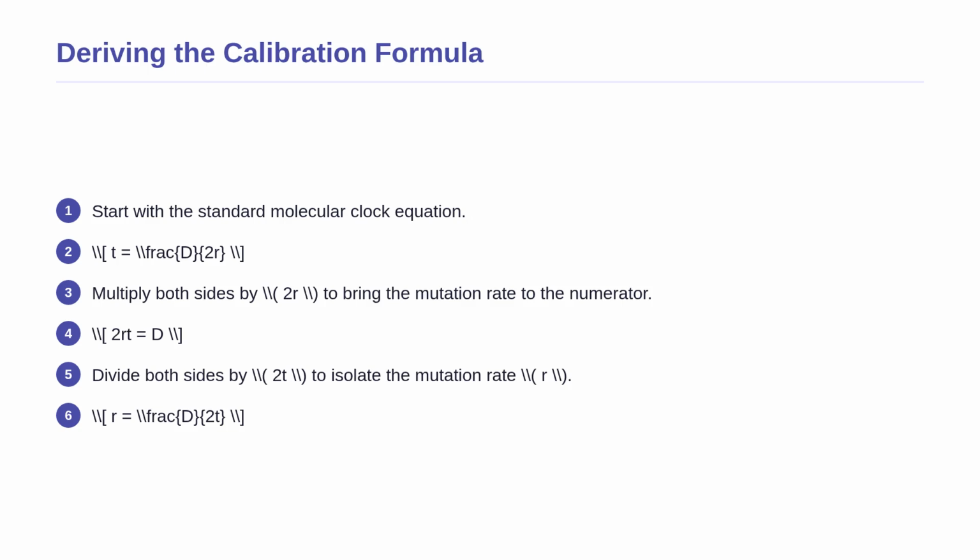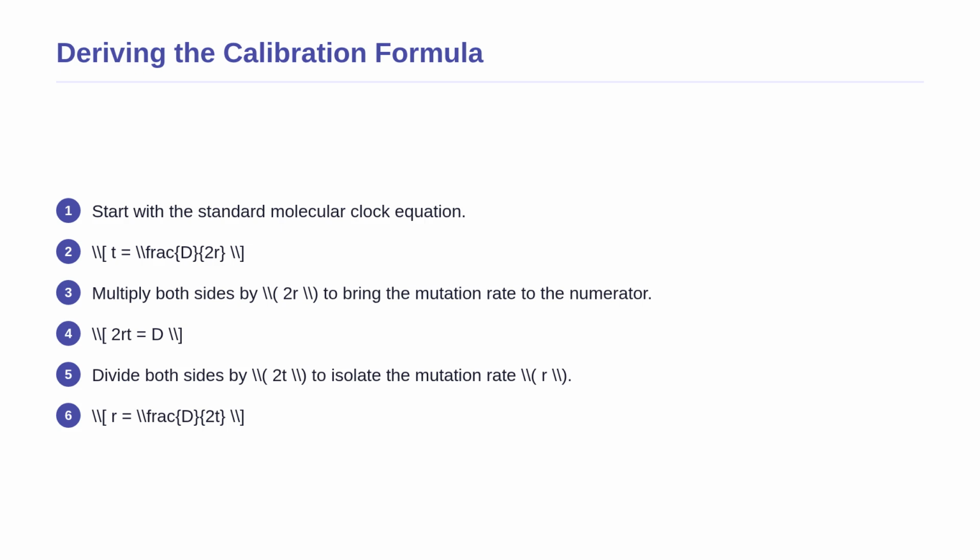Now that we have successfully used the standard formula, we must address a common problem. What if we do not know the mutation rate? To solve this, we need to derive a calibration formula. We start with our standard equation, where time equals differences divided by 2 times the rate. Our goal is to isolate the mutation rate.